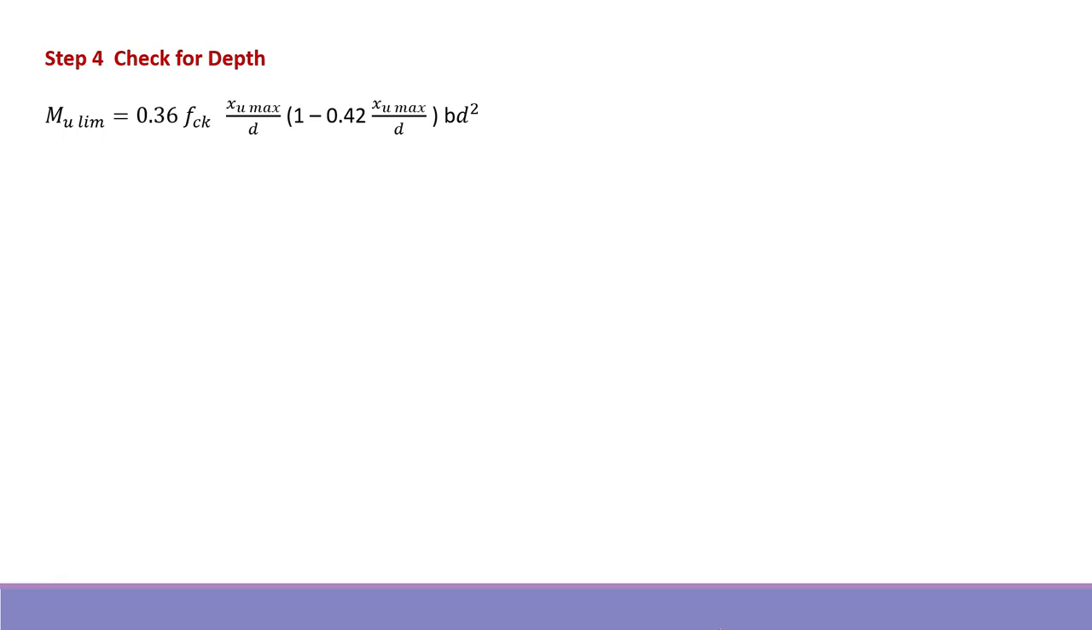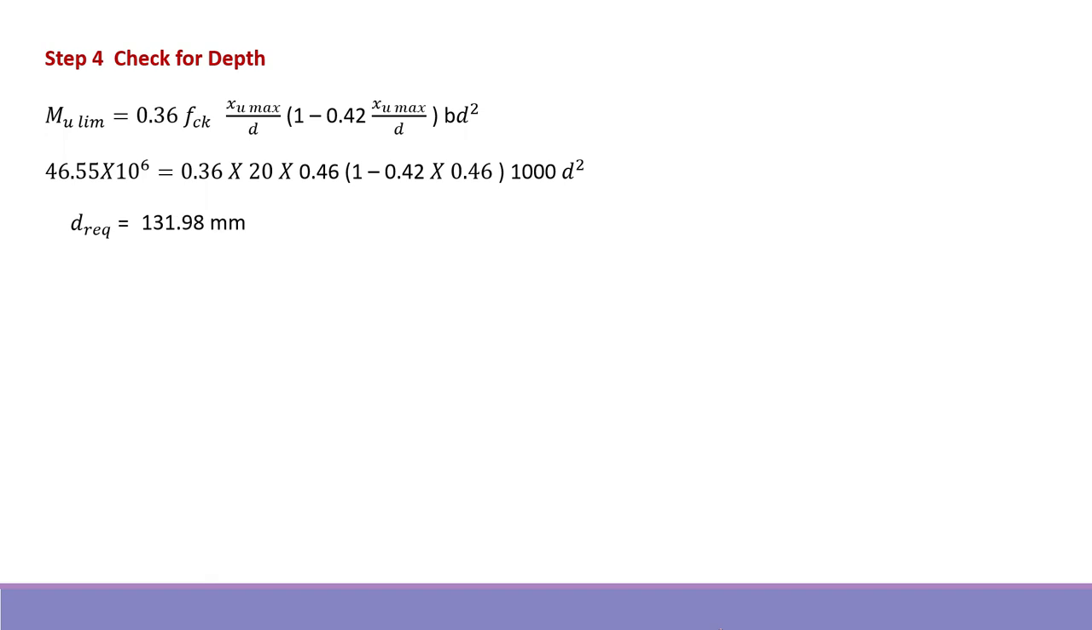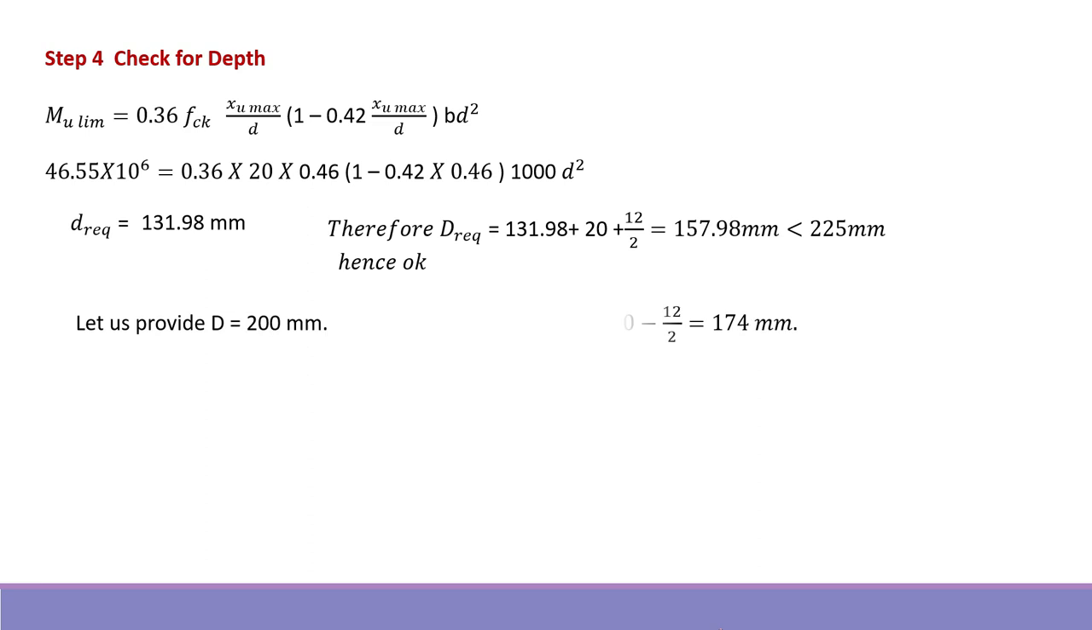G there is a formula where Mu lim is equal to 0.36 fck into Xu max by d into 1 minus 0.42 Xu max by d into bd square, where b will be considered as 1000 millimeter, as we have considered 1 meter width of the staircase. So here we will put the maximum moment as Mu max, and we'll get the depth required equals 131.98, and if we add the nominal cover and the half dia of reinforcement, the required depth is 157.98, which is less than 225 millimeter, and it is safe.